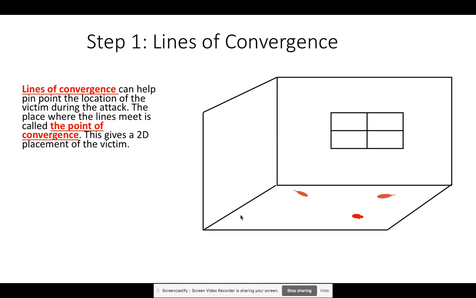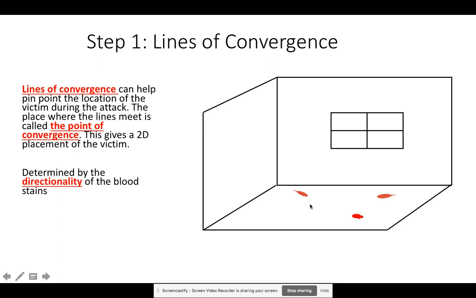And this gives a 2D placement of the victim, also known as we now know where on the floor that incident occurred. Like, was it over here in the corner? Was it in the middle of the room? We now have an idea of where it happened in the room. We just don't know how high up. So 2D meaning the 2 dimensions, so just on the floor.